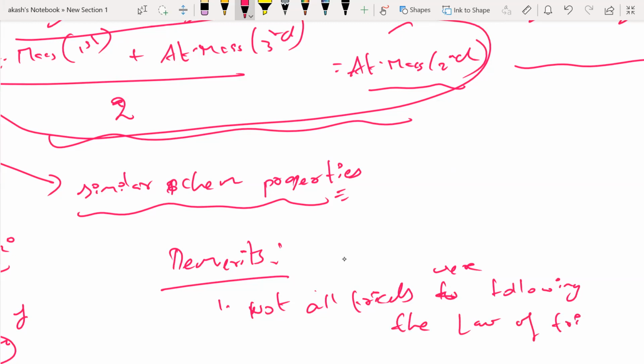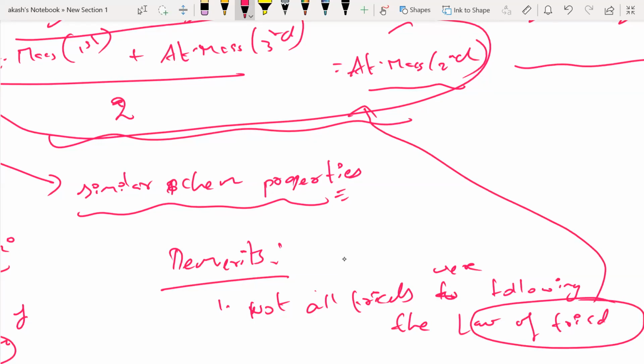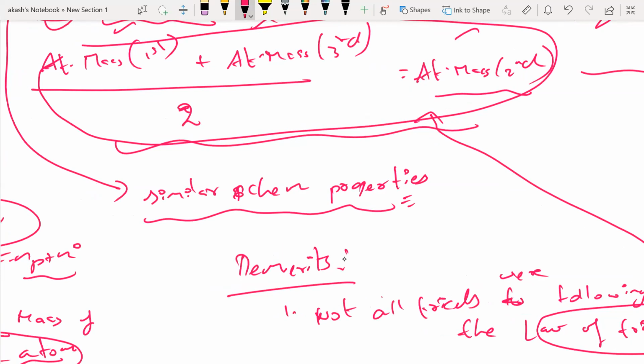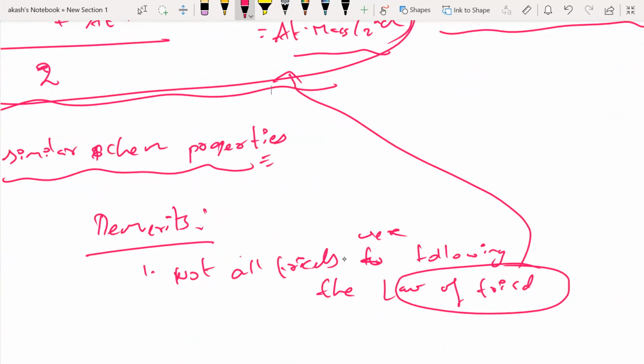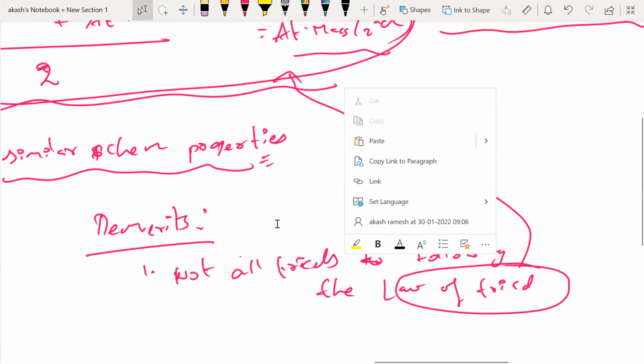Okay, what is this law of triad? This is the law of triad: the average of the atomic mass of the first and third element should be equal to the atomic mass of the second element. That is the law he proposed.